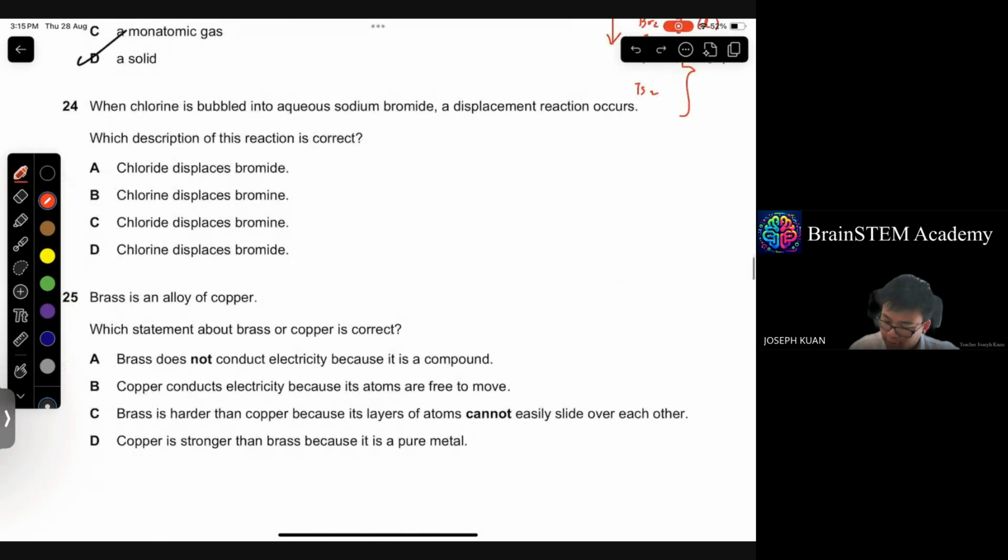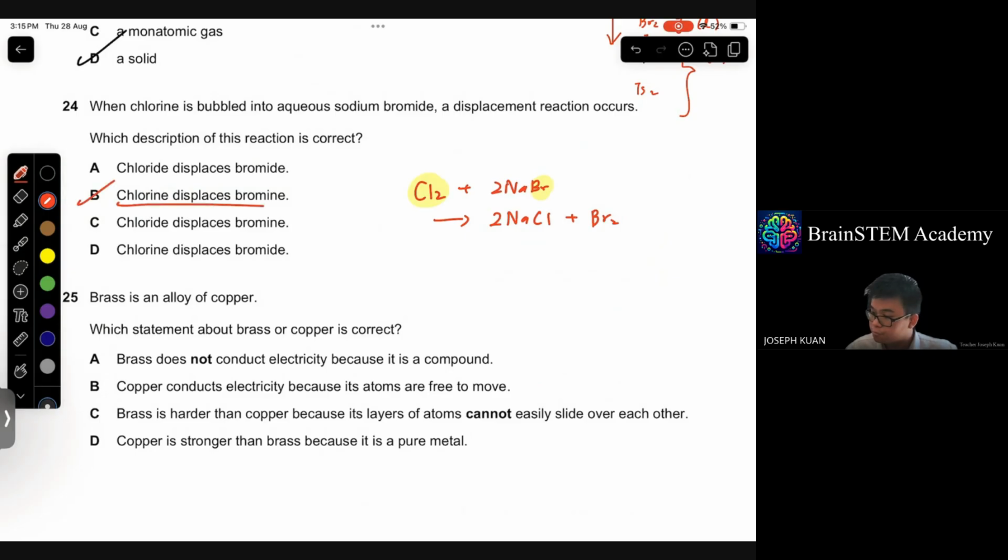Now, the reason why this reaction can happen is because chlorine is more reactive than bromine, where a displacement reaction happens, forming these two products. So it is our chlorine that displaces the bromine. The answer is B for boy. In terms of the language, we usually just refer back to the original elements instead of calling the ion names. That's why the other options are invalid.